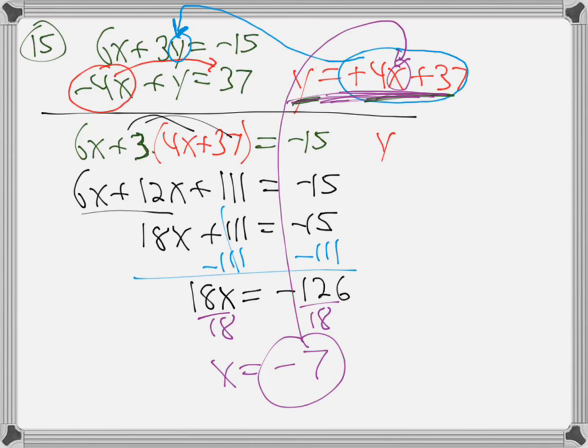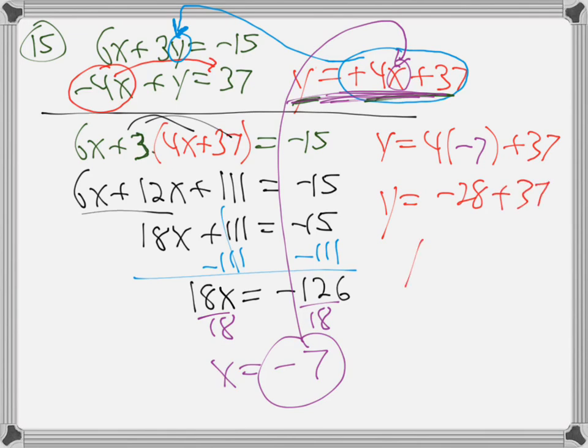So what do we got? y equals 4 times x, and x is negative 7, like that. And then minus 28 plus 37. Is that minus 9? Minus 11? What is that? I can't tell, I'm having a little trouble. It's just 9. So y is 9. So we got x, we got y.